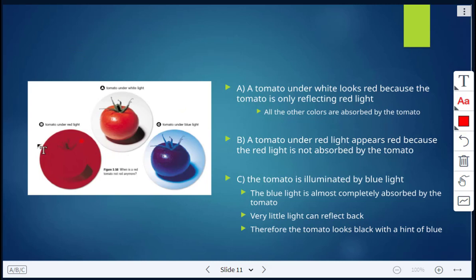And then in B, we're looking at a tomato under red light. So it appears red again because the red light is not being absorbed by the tomato, it's being reflected. And then here we have the tomato under blue light. So the blue light is almost completely absorbed by the tomato and very little light is reflecting back. So therefore, when we look at this tomato under blue light, it looks black with a hint of blue.